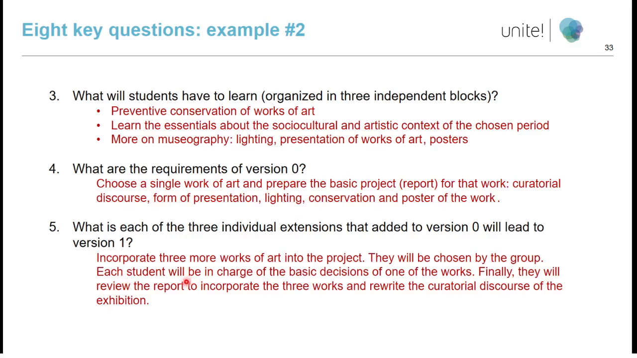To prepare version 1 of the report, they have to integrate the work done by each student individually and review the curatorial discourse of the exhibition, which now already has 4 works of art, so the product becomes potentially saleable.